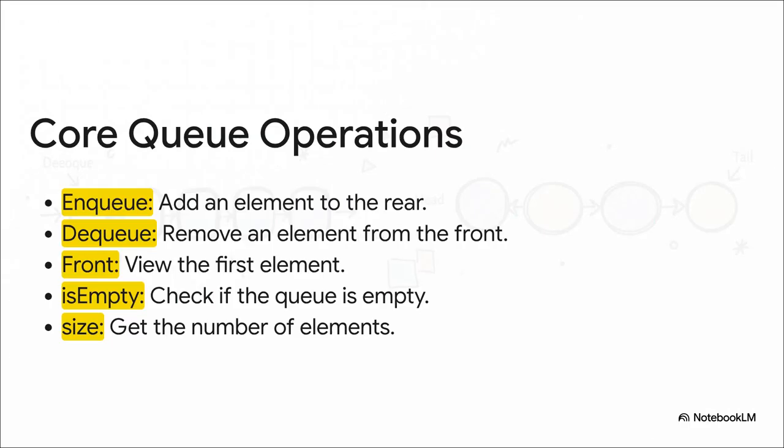Okay, so of course, as programmers, we've got some official jargon for this. When an item gets in the back of the line, we call that Enqueue. When the item at the front is processed and leaves, that's a Dequeue. And naturally, we need some other simple tools, like being able to peek at who's next in line, or just checking if the line is empty.